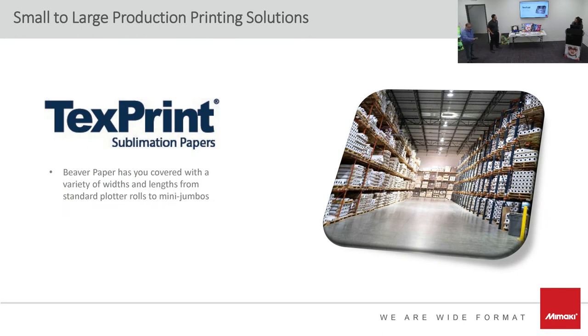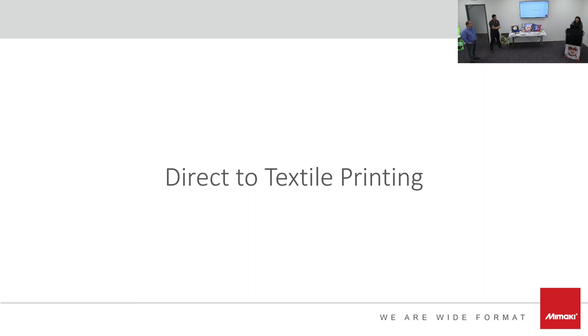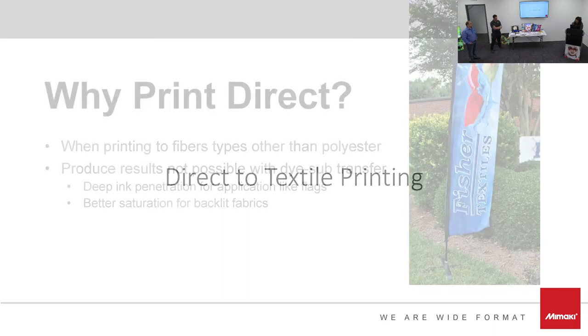So with dye sub, of course, you would need your sublimation papers, and one of our media partners that we work really close with is Beaver Paper. They offer rolls of transfer paper in sizes 24 inches to 126 inches for all your dye sub printers. And so now we're going to get into the direct-to-textile printing.